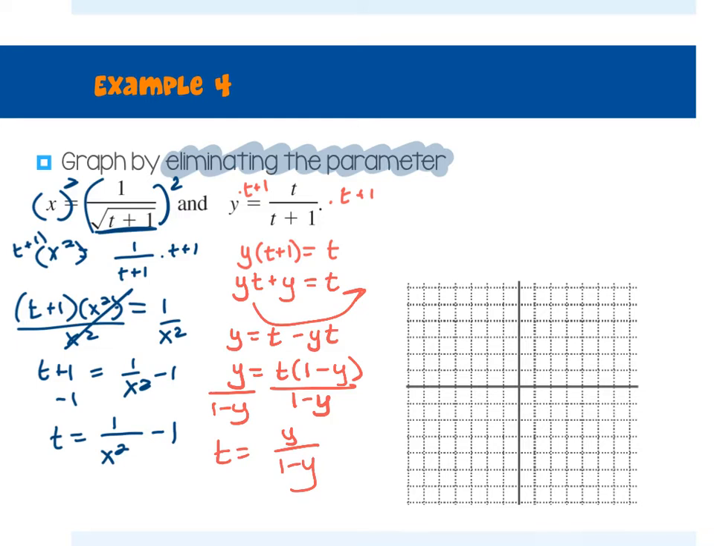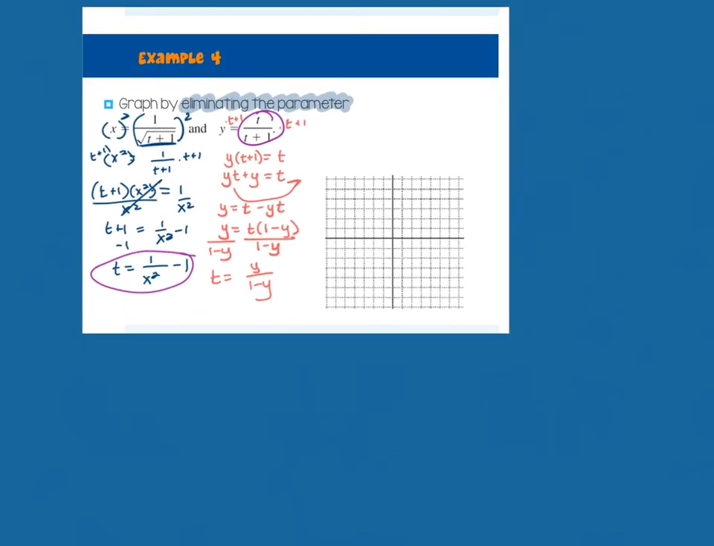So in this case, they're actually both pretty complicated. I would say just pick, and once I solve the first one, I would take this and plug it into this equation. So that's going to look like this. y equals, wherever there's a t, I'm doing 1 over x squared minus 1. So then this would be 1 over x squared minus 1 plus 1.